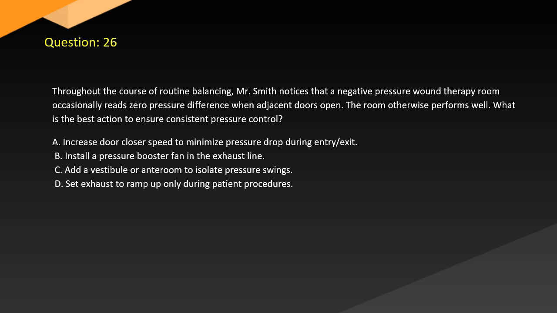A. Increase door closer speed to minimize pressure drop during entry-exit. B. Install a pressure booster fan in the exhaust line. C. Add a vestibule or anteroom to isolate pressure swings. D. Set exhaust to ramp up only during patient procedures.